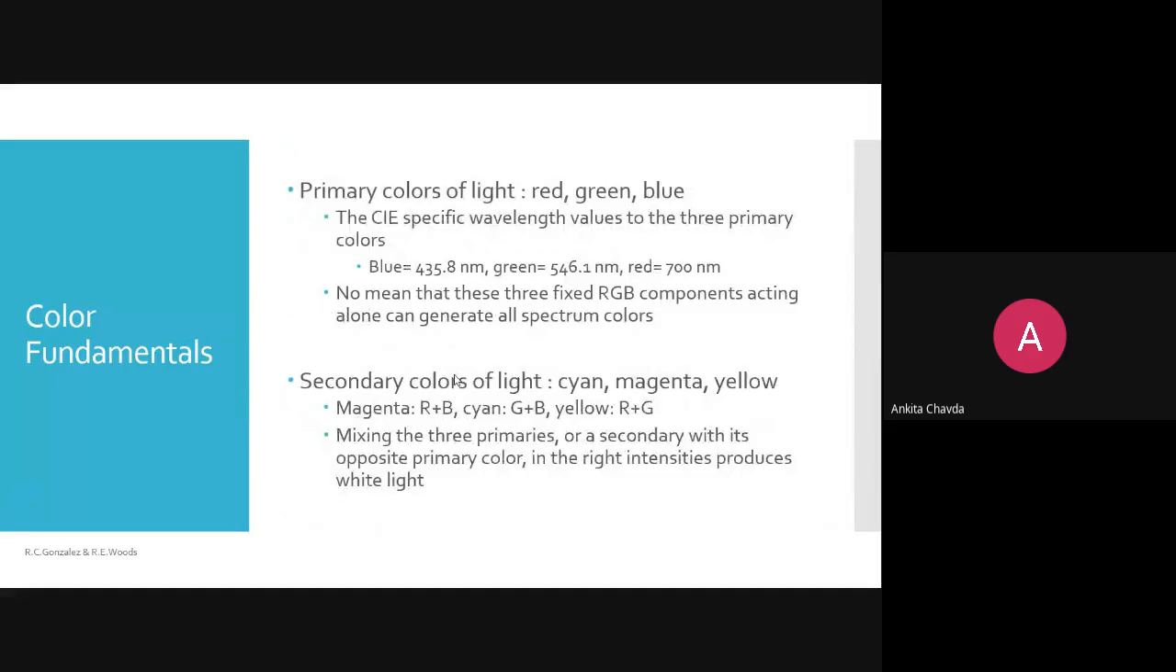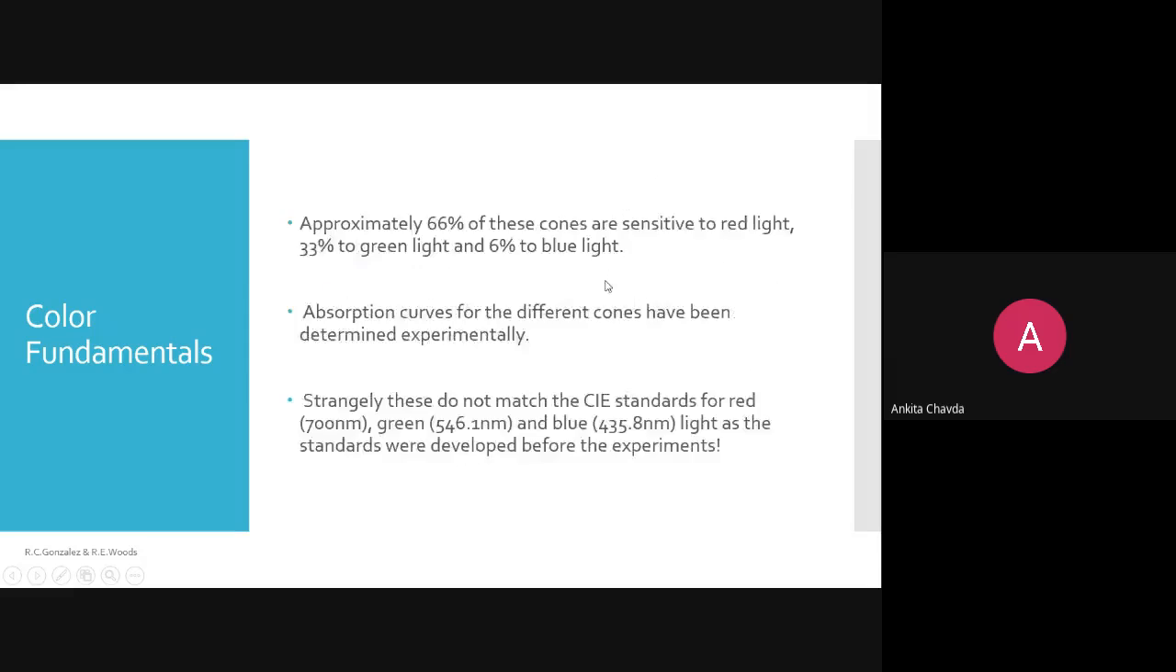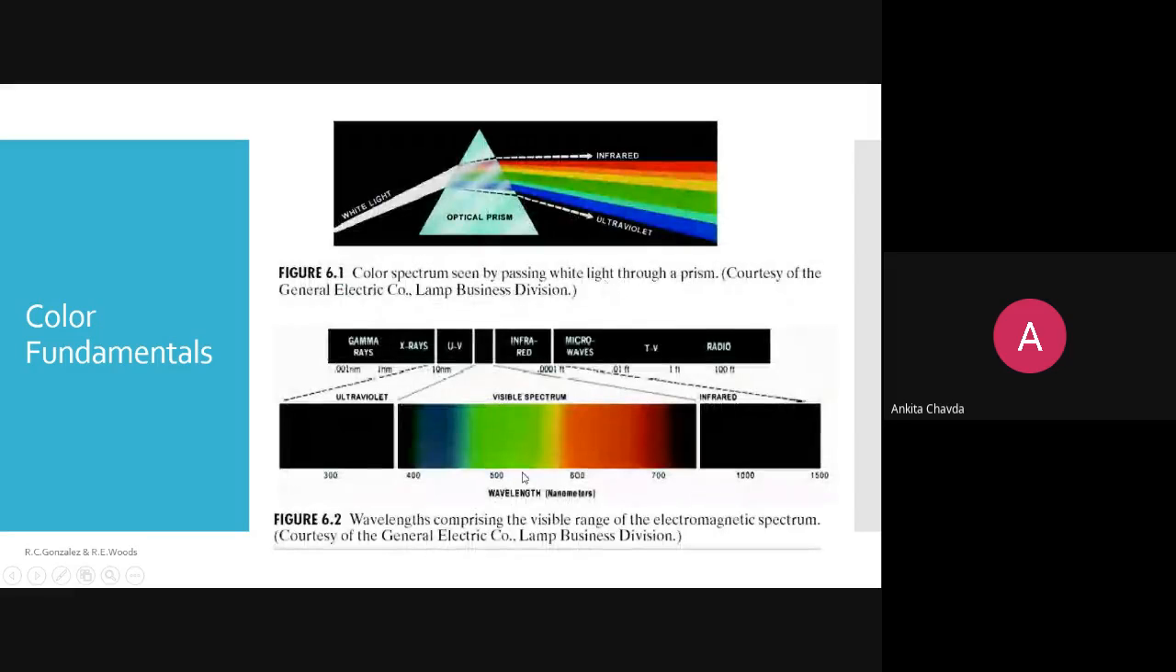Okay. What are the primary colors of light? They are red, green, and blue, right? So according to the CIE, the specific wavelength values for the three primary colors should be blue 435.8, green 546.8, and red 700 nm, according to the book. These are the wavelengths where these colors are visible. But here it would be somewhat mismatched, right? But that's okay.